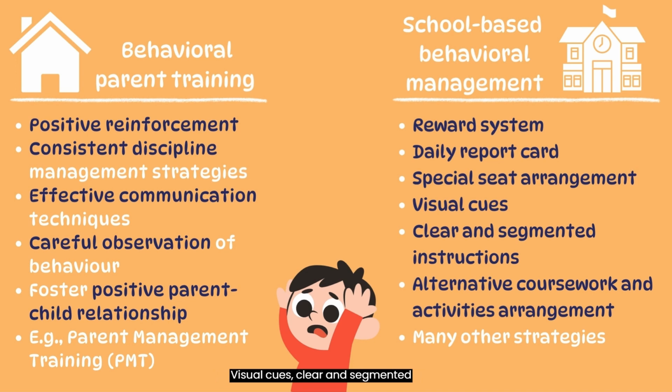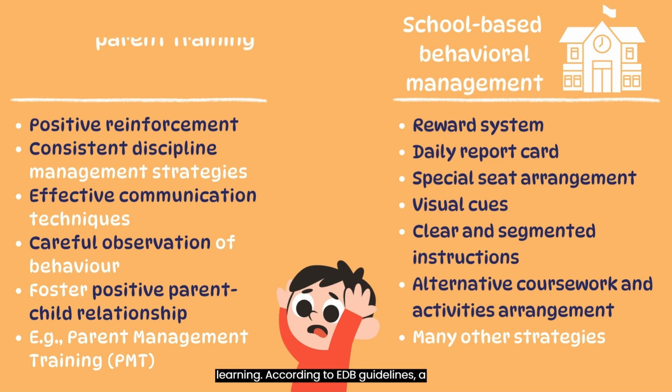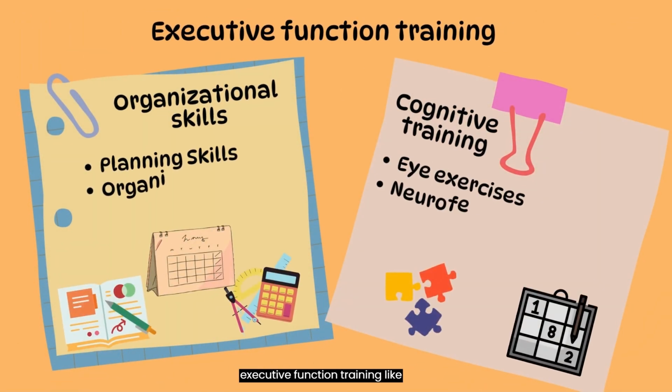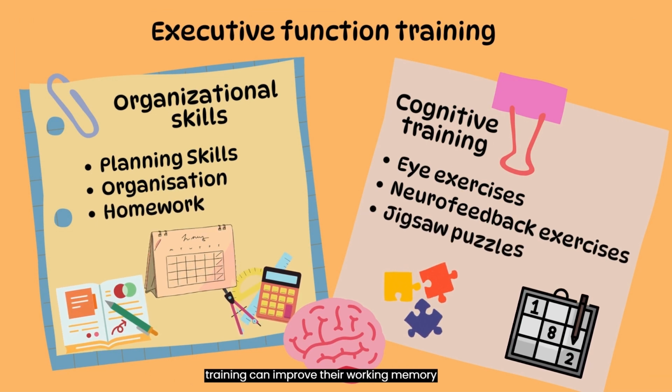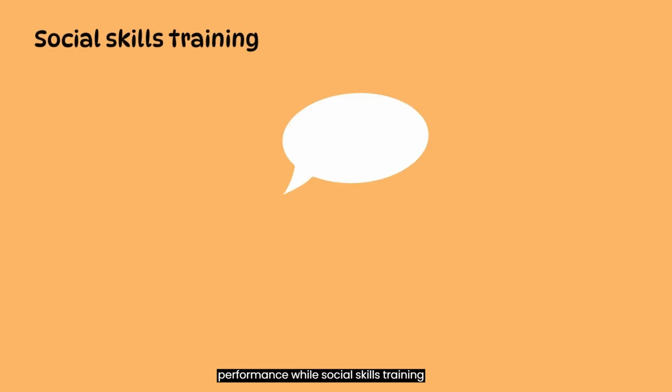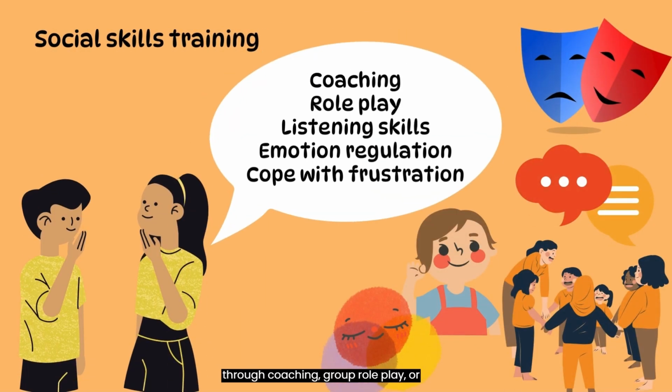Visual cues, clear and segmented instructions, alternative coursework, activity arrangements and more are employed to aid ADHD students' learning. According to EDB guidelines, assessment accommodations like extra time allowance and promptings will also be provided if needed. In addition, executive function training like organizational skills and cognitive training can improve their working memory and impulse control to better academic performance, while social skills training through coaching, group role play, or other methods can improve their social behavior.